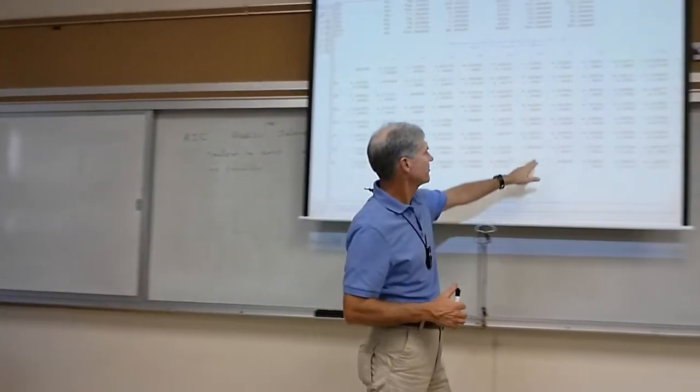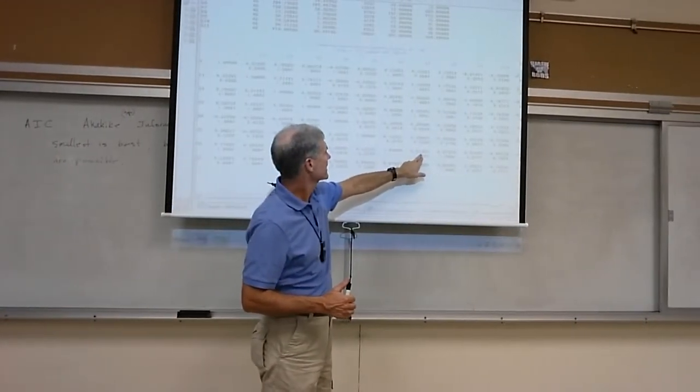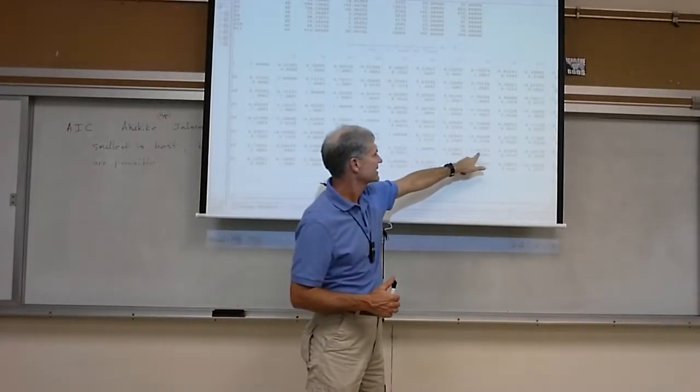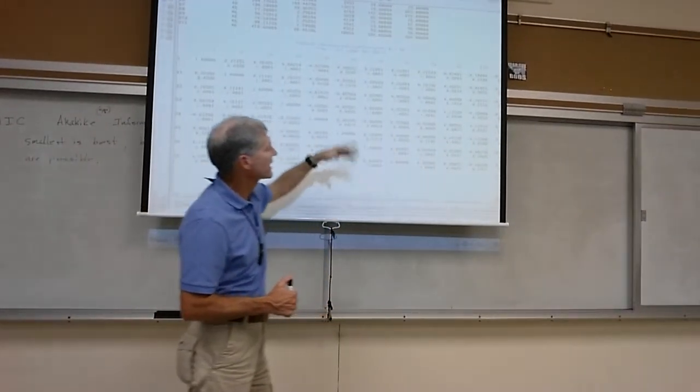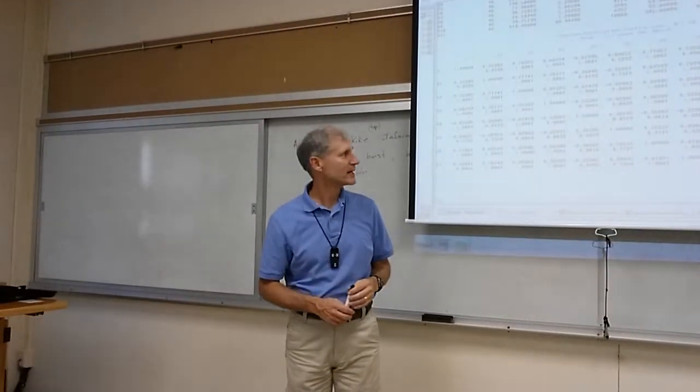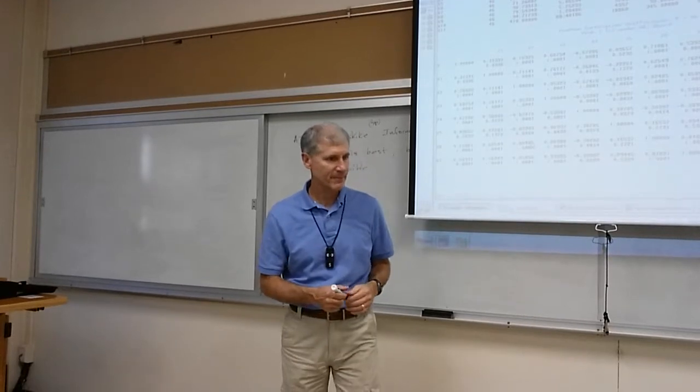So here's one that's 0.81. That's x7 with x6. There's a 0.87. So we're going to have some we need to look at, right, when we do this model building exercise. Okay?